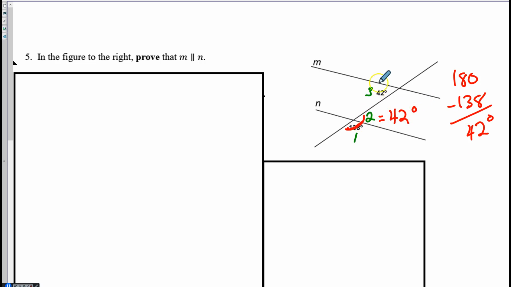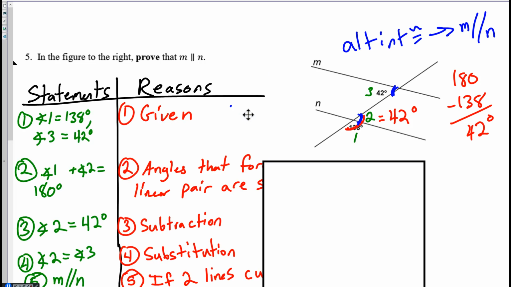And now I notice that if these were parallel lines, these alternate interior angles would have to be congruent. So, since I have alternate interior angles that are congruent, that proves that these lines are parallel. So anytime you have parallel lines, the alternate interior angles are congruent. Or if you have alternate interior angles, then the lines are parallel. So let's take a look at what that proof looks like.